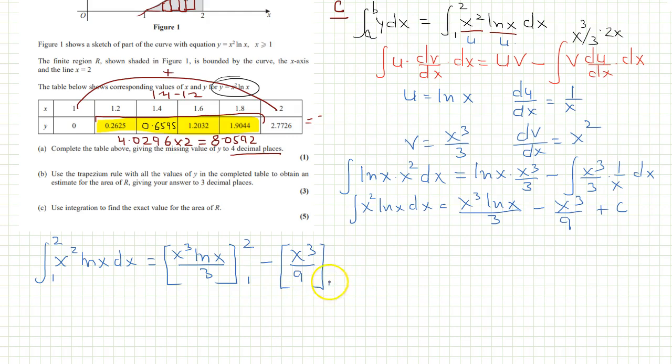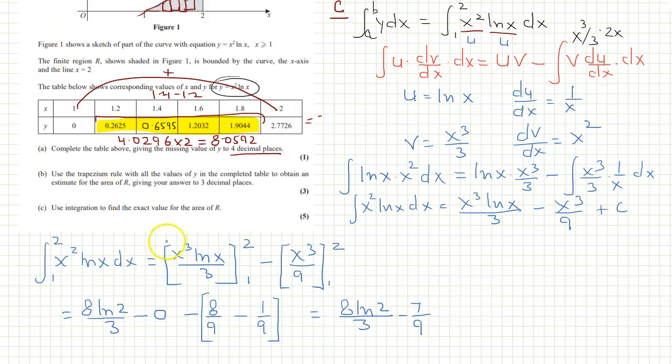So that will be equal to, put in, 8 ln 2 over 3 minus 0, ln 1 is 0, minus 2 cube is 8 over 9 minus 1 over 9. So that is equal to 8 ln 2 over 3 minus, 8 minus 1, 7 over 9. So 8 ln 2 over 3 minus 7 over 9. So this is the answer. That is the exact value.